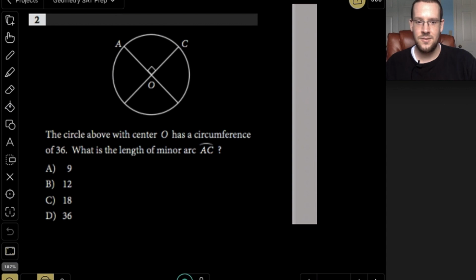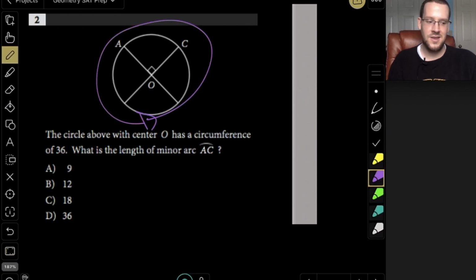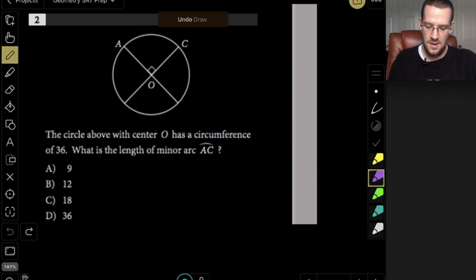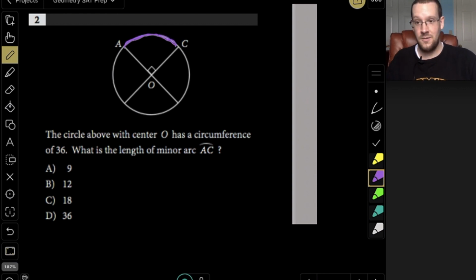Now don't freak out, but let's just see what we have. We have the circle above with center O has a circumference of 36. So that means the whole way around this circle is 36 units. What is the length of the arc AC? So you have to think to yourself, what does this arc measure? And you might be sweating right now because I don't think the arc formula is on this exam, and you're really like, oh no, oh no.